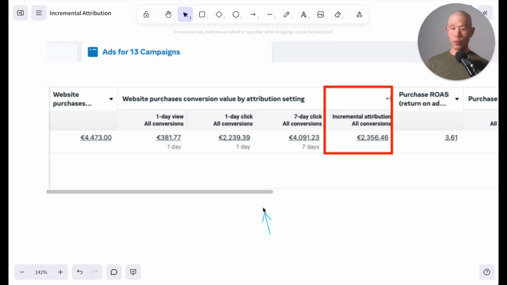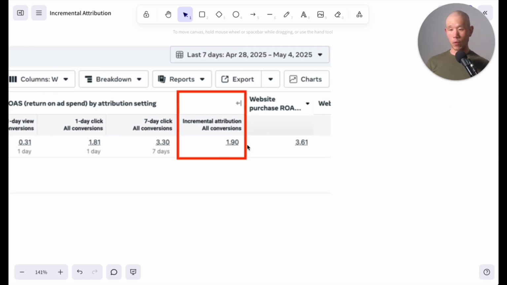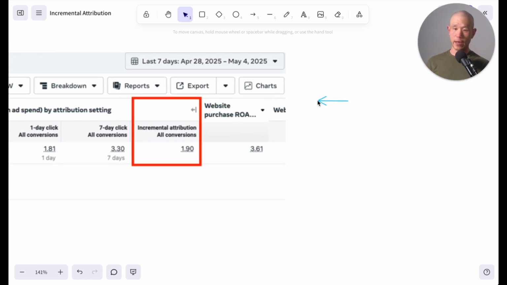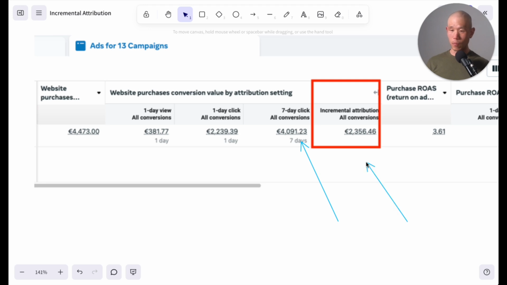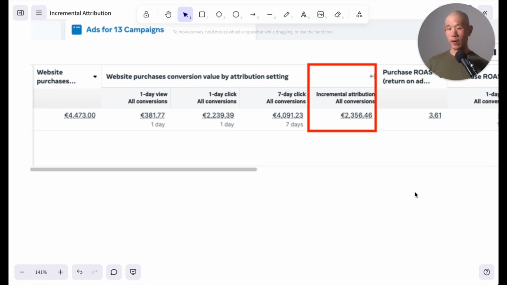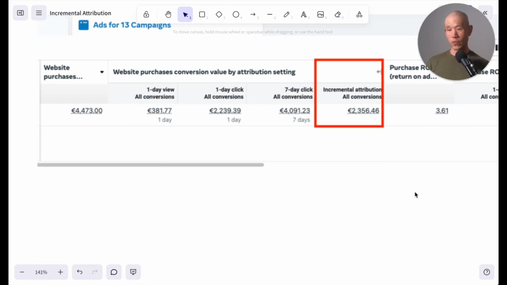We can see here with 1-day click, there was 2,200 in sales reported for this specific ad for this time range in the last 7 days. On 7-day click, however, we have almost 4,100 in sales attributed. And then when it comes to the incremental reporting, it's 2,356. It's a pretty meaningful difference depending on which one you use to make your decisions with.